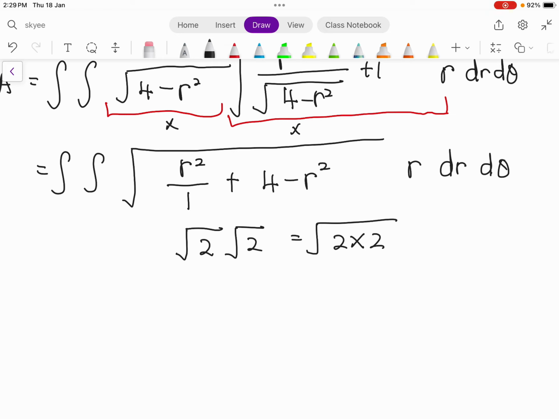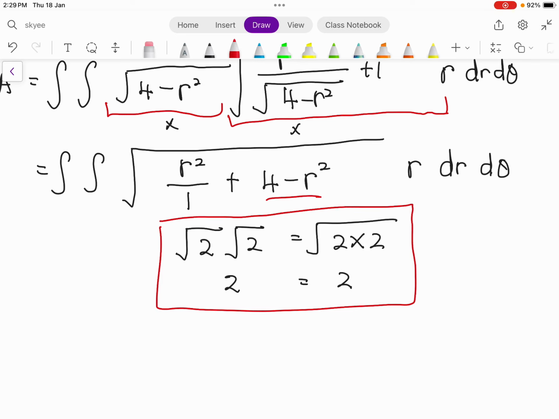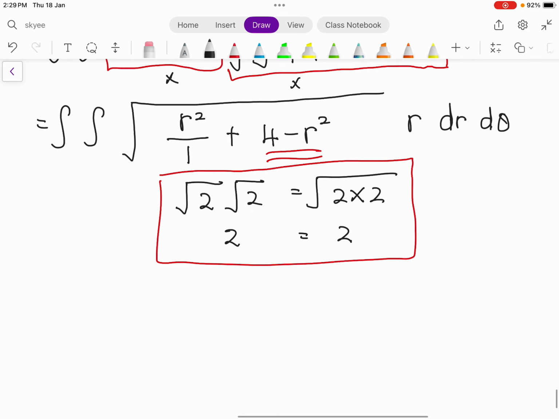Square root 2 multiplied by square root 2, you get 2. Or this one is 2 times 2, which is 4, and the square root of 4 you get 2 as well. This is the concept, why you don't have the square root anymore. Now we simplify it again. This thing will be cancelled with this one, so you are left with 4, and the square root of 4 is 2. So you have 2r dr d theta.